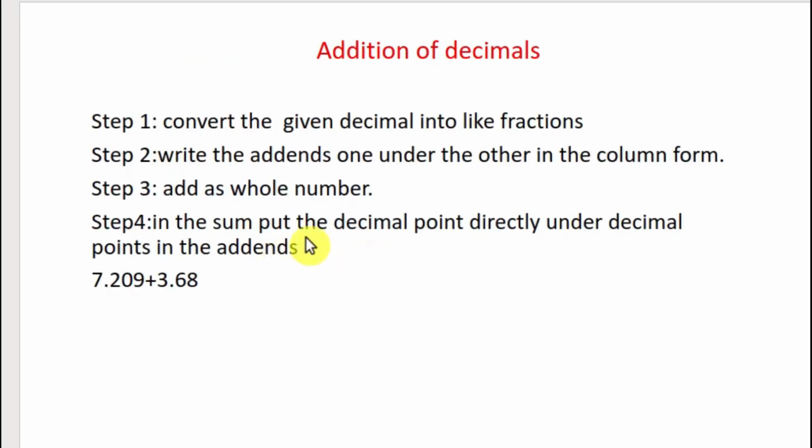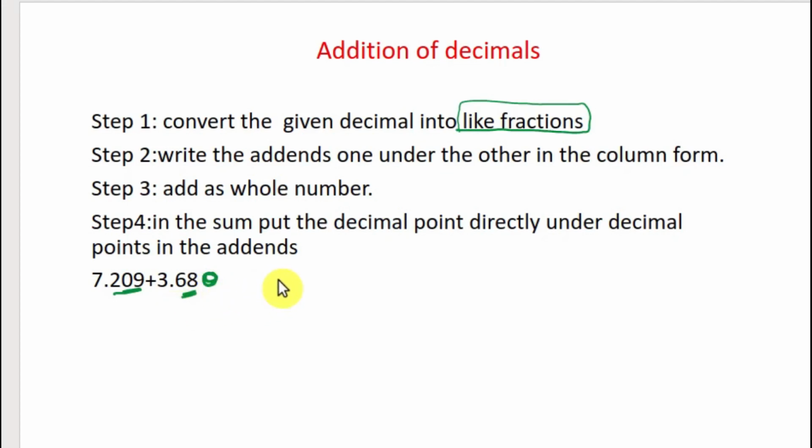The next is addition of decimals. These are the steps here. First, convert the given decimals into like fractions. I already told what a like fraction is: the decimal places should be equal. Here 209, here only 68. So I'm adding a 0. If I add a 0, the value doesn't change.